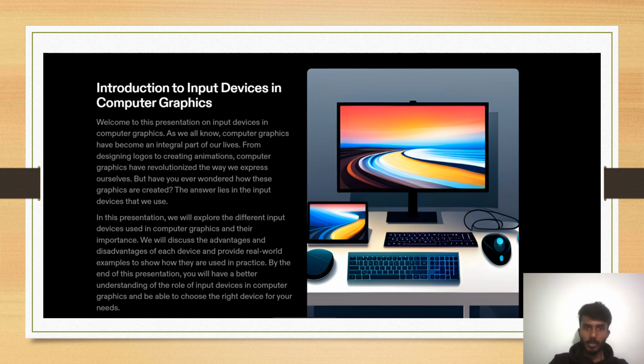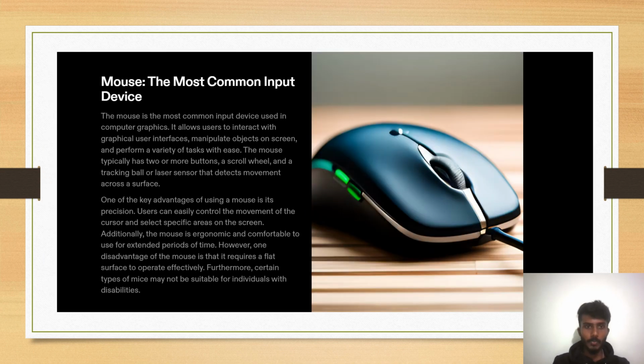Basically, the input devices in computer graphics have been divided into two parts. The first one is physical input and the second is logical input. The physical input covers input devices like mouse, keyboard, joystick, scanner, light pen, etc. And the logical input devices are string, locator, pick, choice, stroke, etc. So let's see the physical input devices in this video.